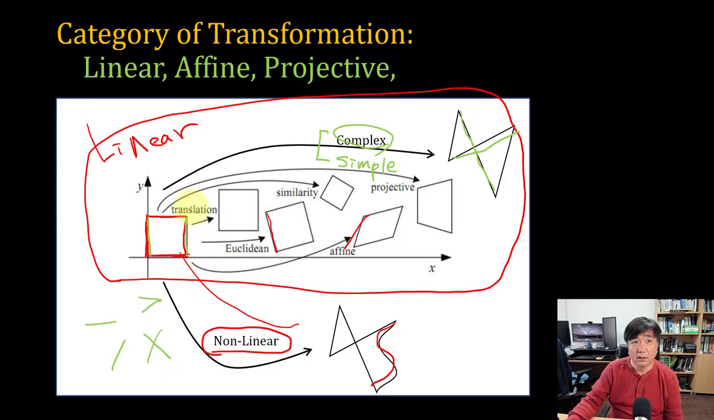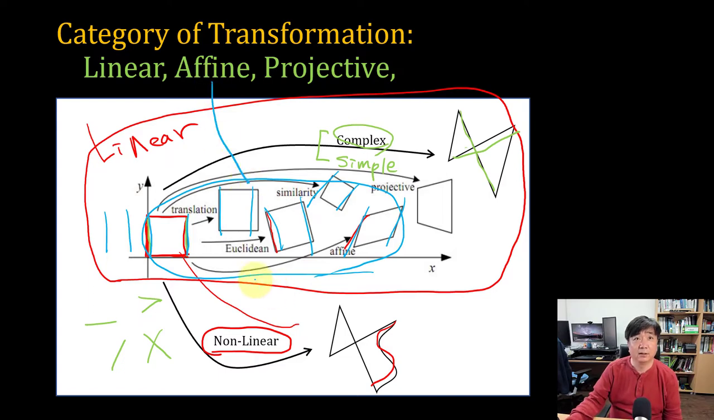Next group is if two parallel lines are transformed into two parallel lines, for example, this one, this one, this one, this one. In this case, we can call it affine transformation. Two parallel lines maintain the parallel after transformation. If two parallel lines changed into non-parallel lines, then we can call it the perspective transformation or projective transformation.